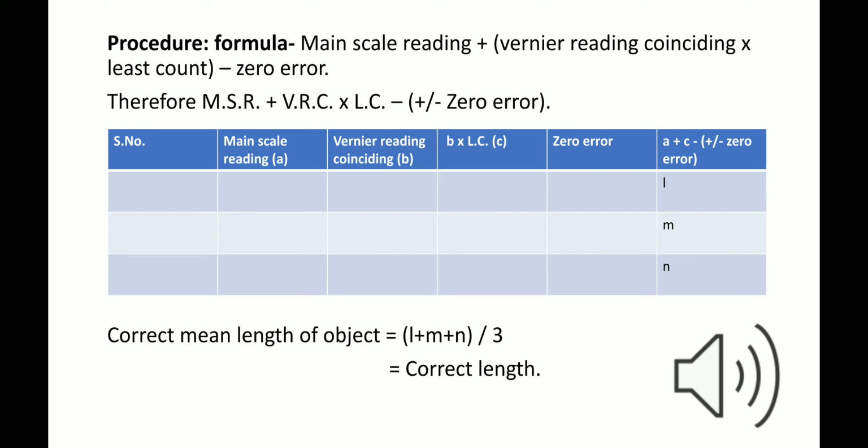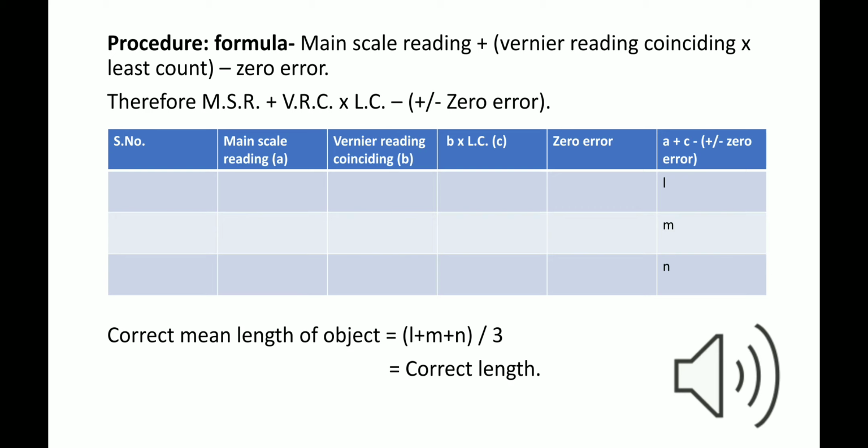Okay. Now here I have given you a chart. Can you see? Serial number. Now you have to take three to four observations in the lab. Whatever main scale reading you get the first time, then the second time, then the third time, you will write over here. Then the vernier reading coinciding in each case, you will write here in the third column.